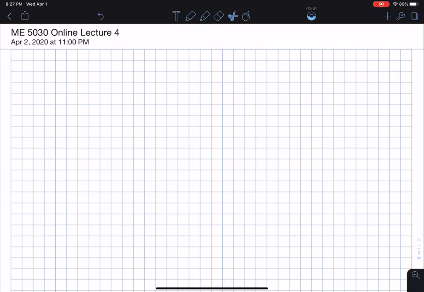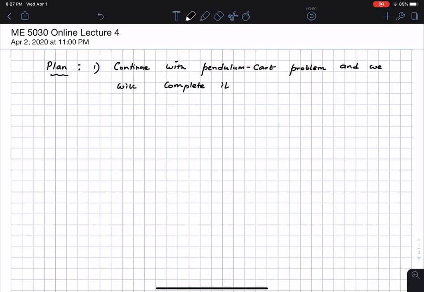We are going to continue some of the things that we saw in the previous lecture, which is the pendulum and the cart problem. Okay, so plan for today is we will continue with the pendulum cart problem, and we will complete it. Okay, this is our first thing on the agenda for today.